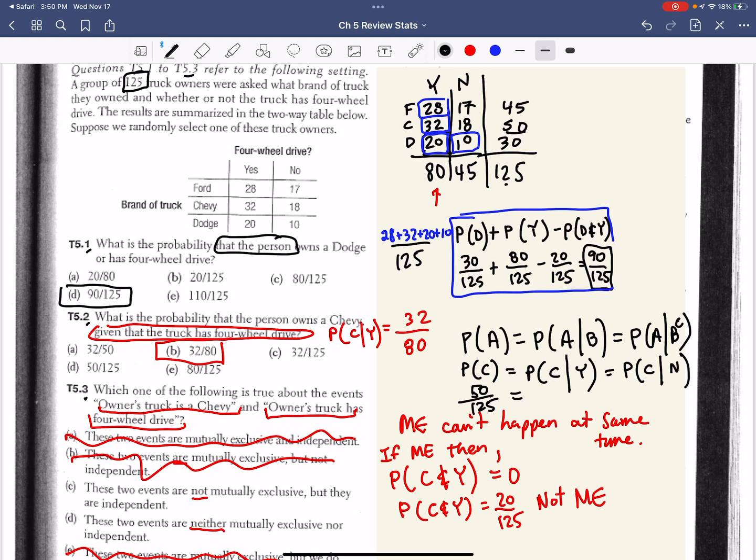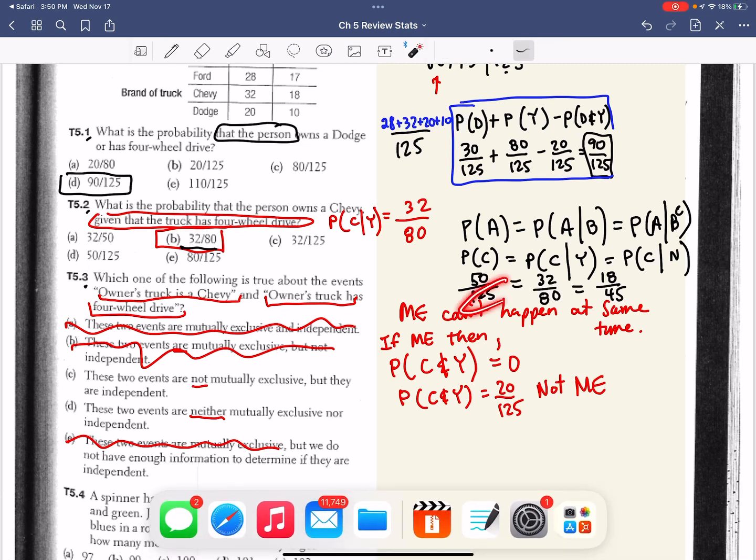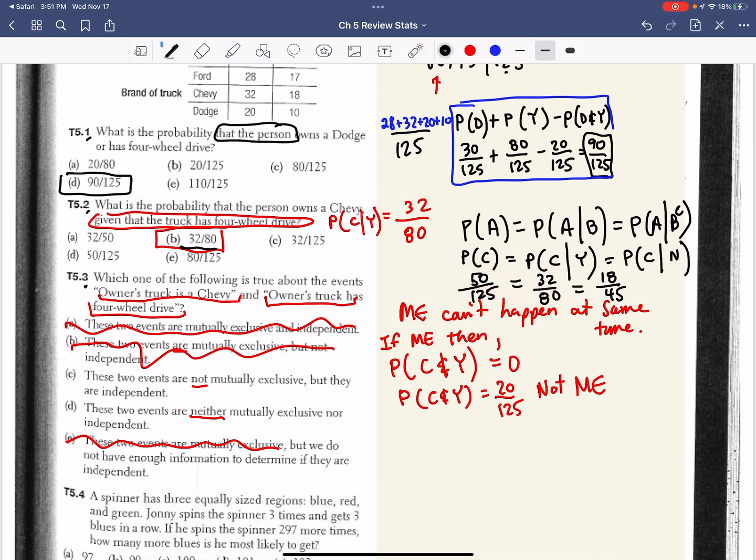All right, what's the probability of Chevy given that you said yes? Chevy given you said yes, 32 over 80. We already found that out in this question. And then the final one, what's the probability of Chevy given you said no? That'd be 18 out of 45. So we're wondering, do all these numbers equal each other? Or we could also cross multiply and solve. If I multiply these two, 50 times, that'd be 4,000. Is this 4,000?